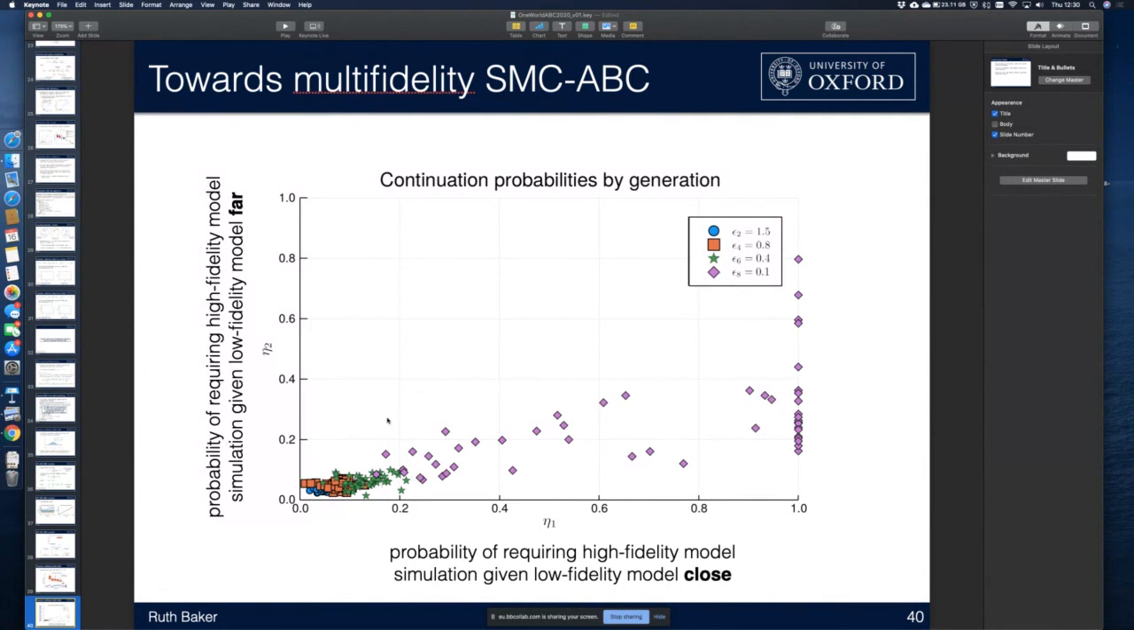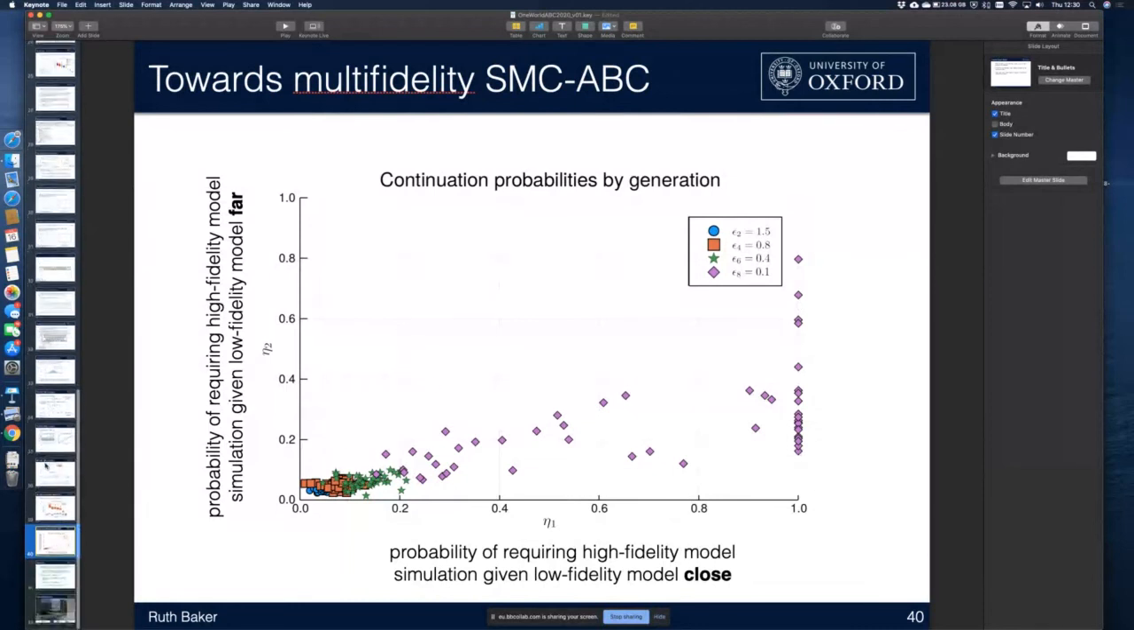And once you get up to the later generations where epsilon now is really quite small, then you're beginning to check the output increasingly often. And in particular, you're not checking so much if the low fidelity model is far away because you're feeling that it's safe to throw away those parameter values. But you're checking quite frequently if the low fidelity model is close. And at some point, many of these simulations actually just ended up being only an early rejection almost system.